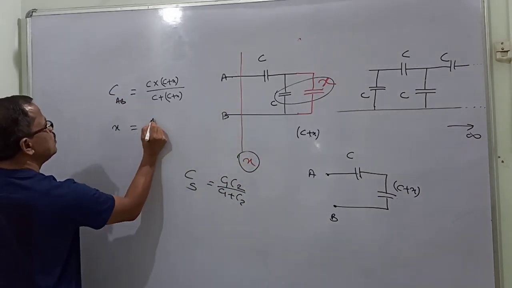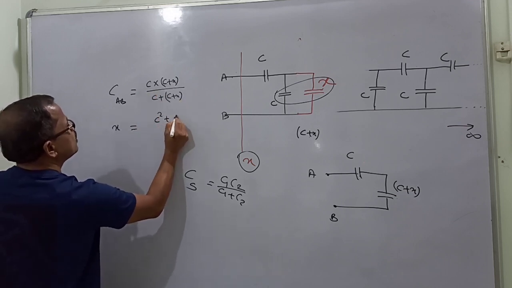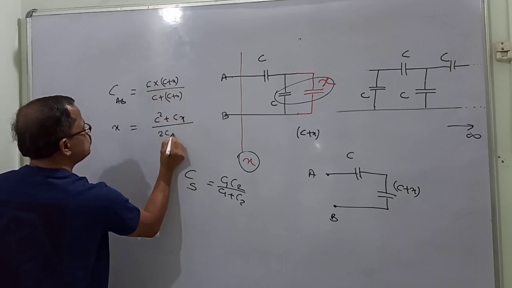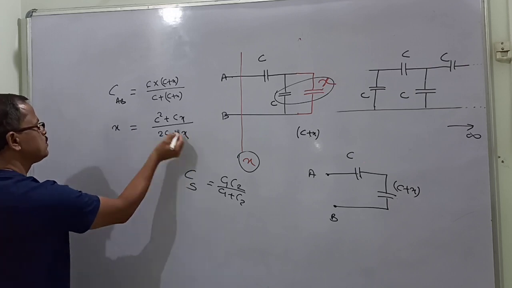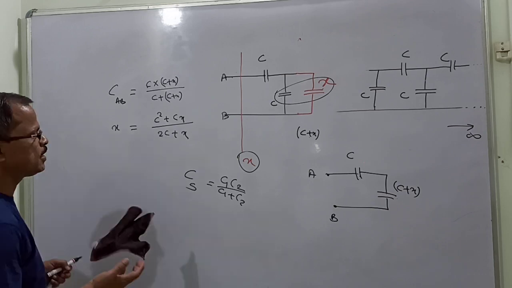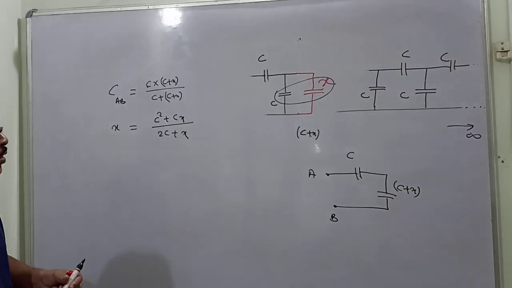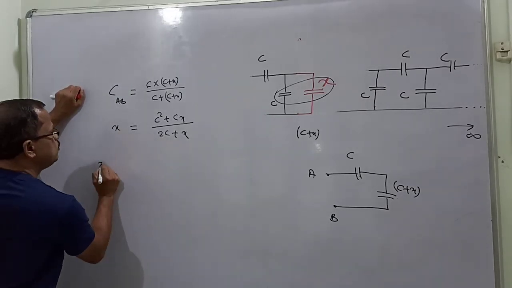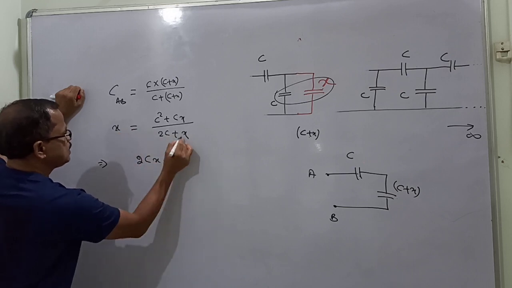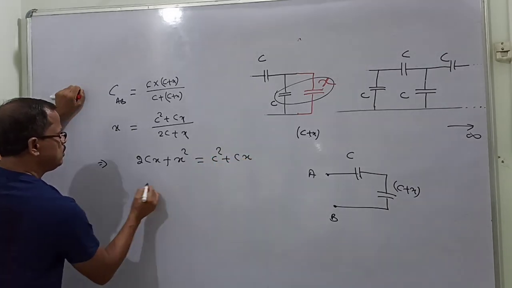So X is equal to C square plus Cx, divided by 2C plus X. Then cross multiply and solve for X. That will be your solution. Okay, let us complete the solution. Let us cross multiply here. So it will be 2Cx plus x square is equal to C square plus Cx.